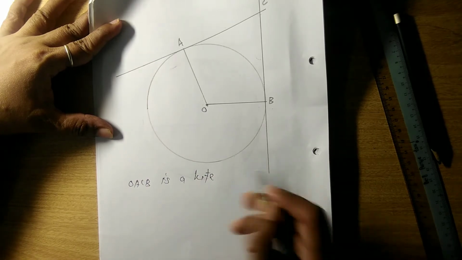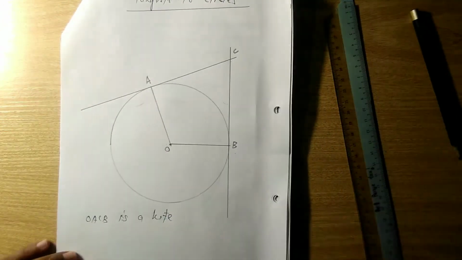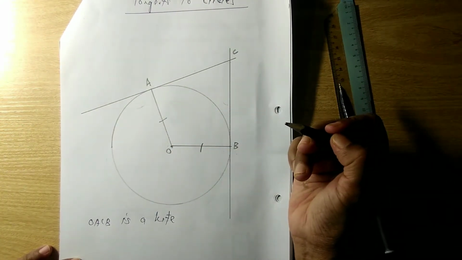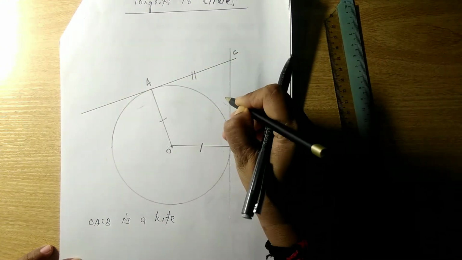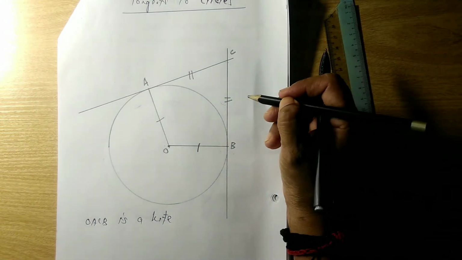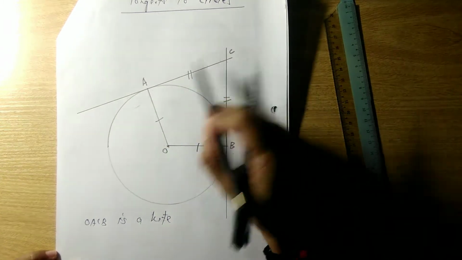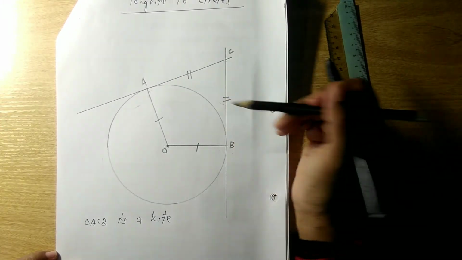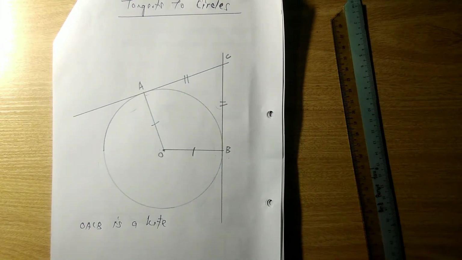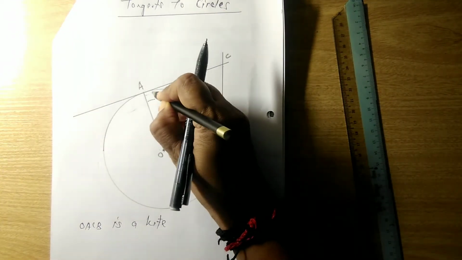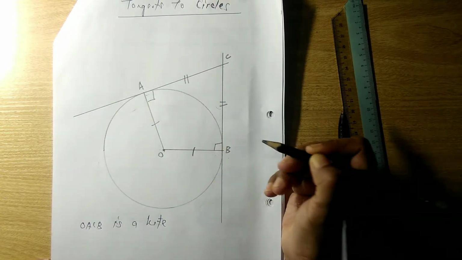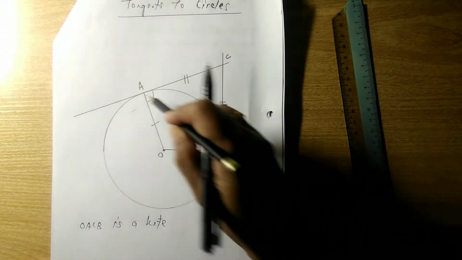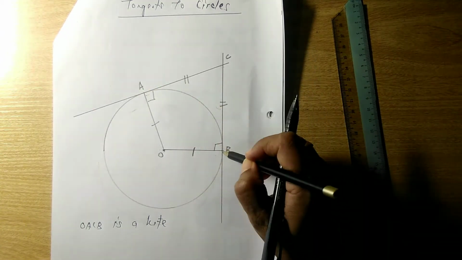A kite has properties. What properties does it have? The radius of a circle is always the same length, so these two tangents will also be the same length. After you construct and measure, you realize that the tangent from A to C and B to C will be the same length. And these two angles are 90 degrees, at the points of tangency A and B.